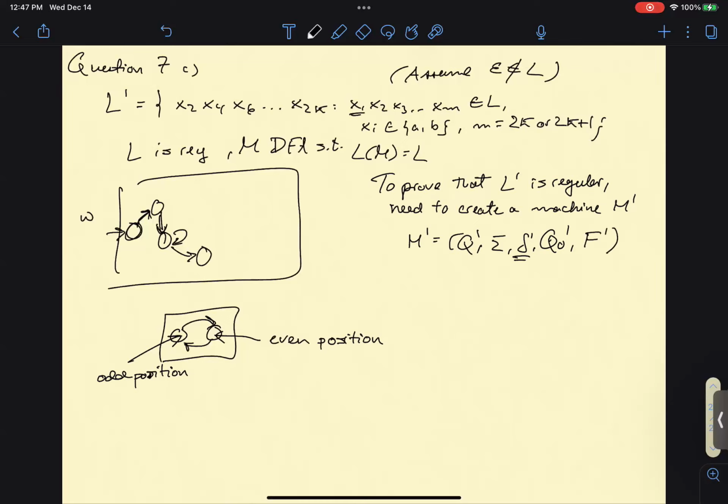Okay, so the first thing I'm going to do is say Q prime is the original states, and for each of the original states, I'm going to give them either an even option or an odd option. How I do that is I just say Q prime is Q cross, let's say odd or even, let's just do that.